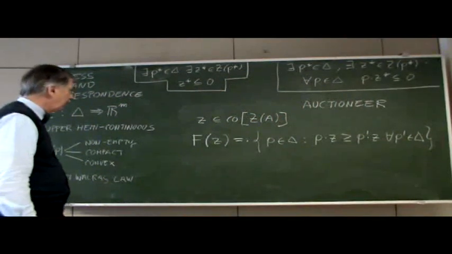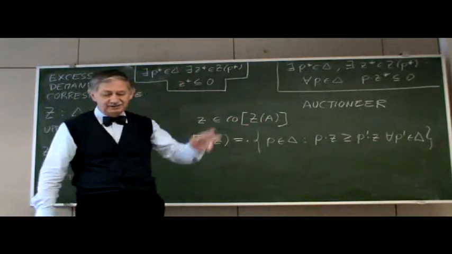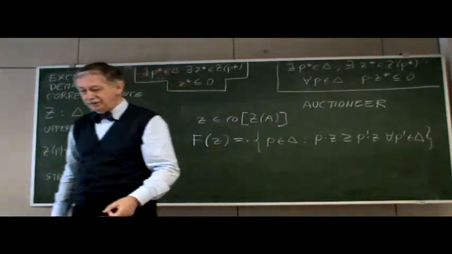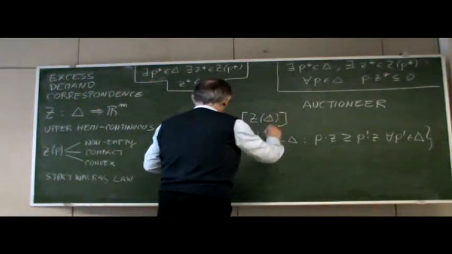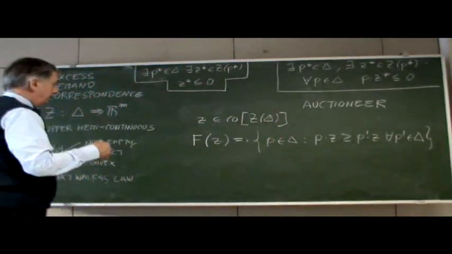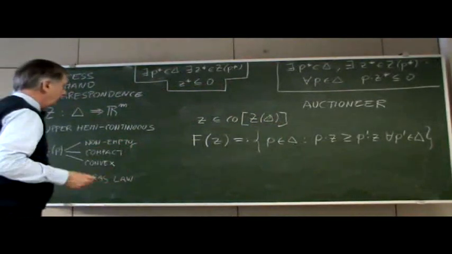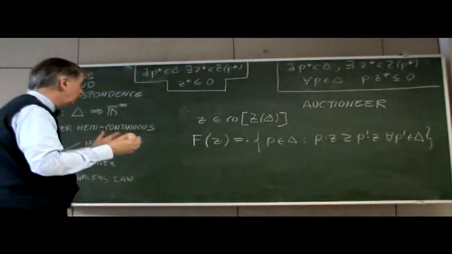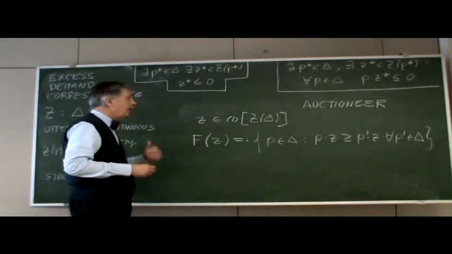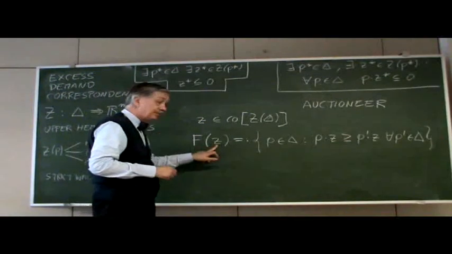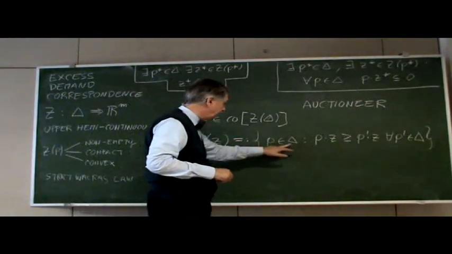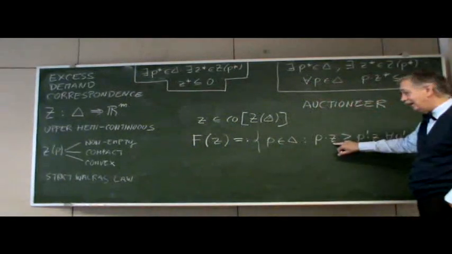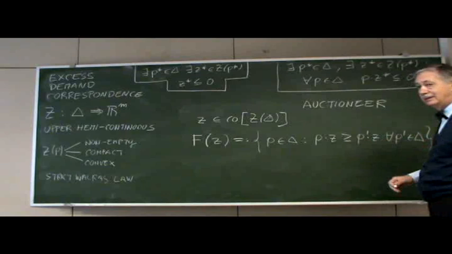Is it clear? Take any excess demand vector, generalized excess demand vector of course, because here we are considering the convex hull of the image of the excess demand correspondence. This can be interpreted as an excess demand vector with some positive, some negative components, some null components, and so on. The auctioneer associates with this vector Z the set of the price systems P in delta which maximize the value of Z with respect to every other element of delta.